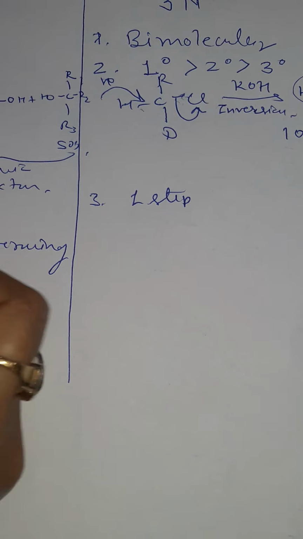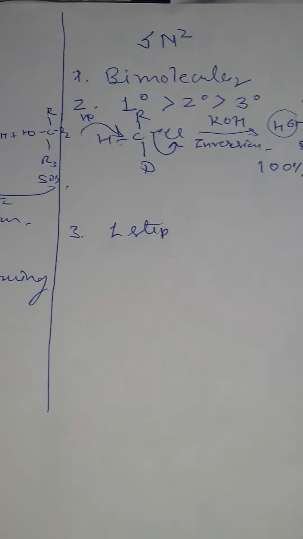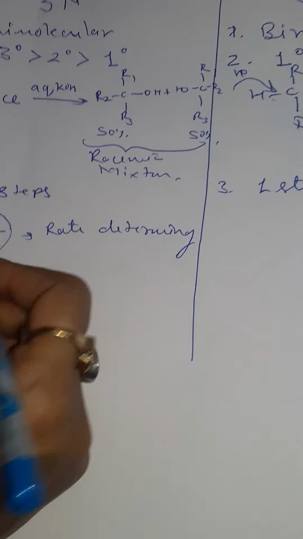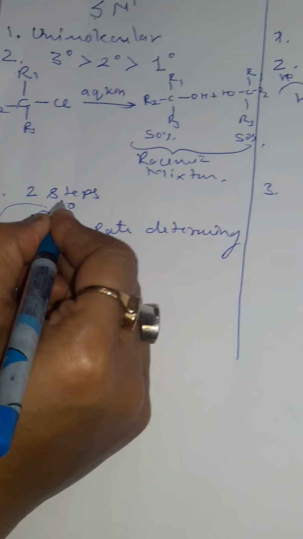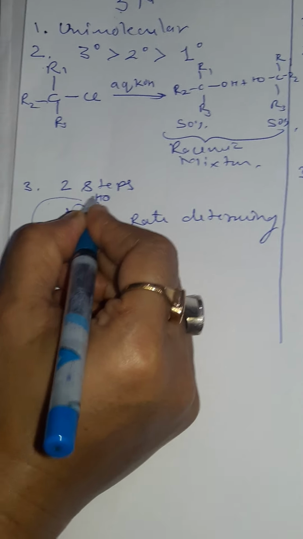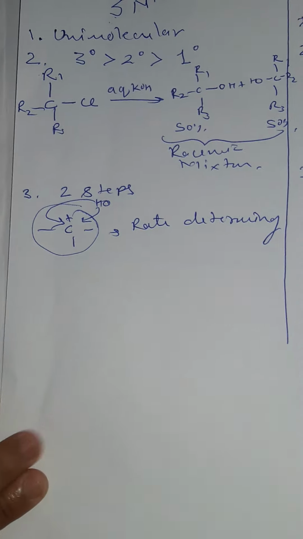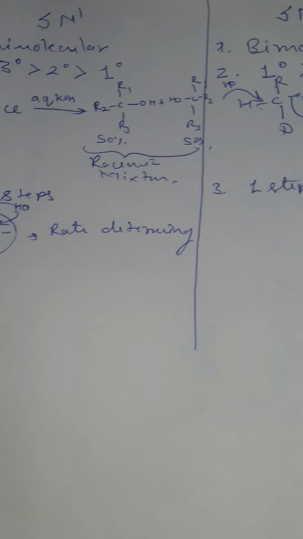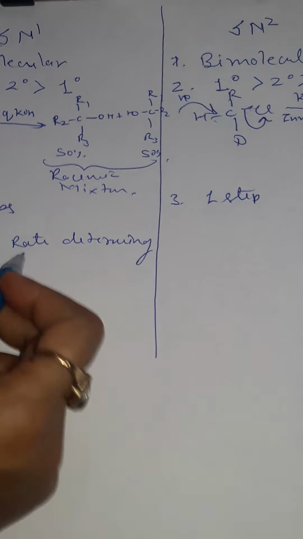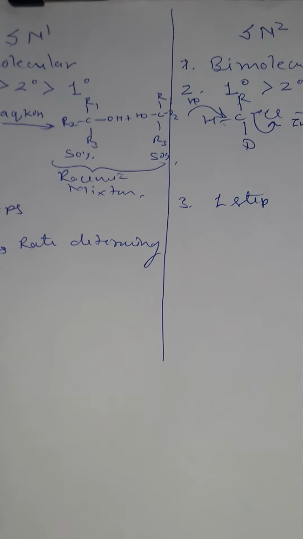And here the carbocation forms first. After the carbocation forms, the attack of the OH may be from the front side or from the opposite side. That's why a racemic mixture occurs in this case, due to the formation of the carbocation in the rate determining step.